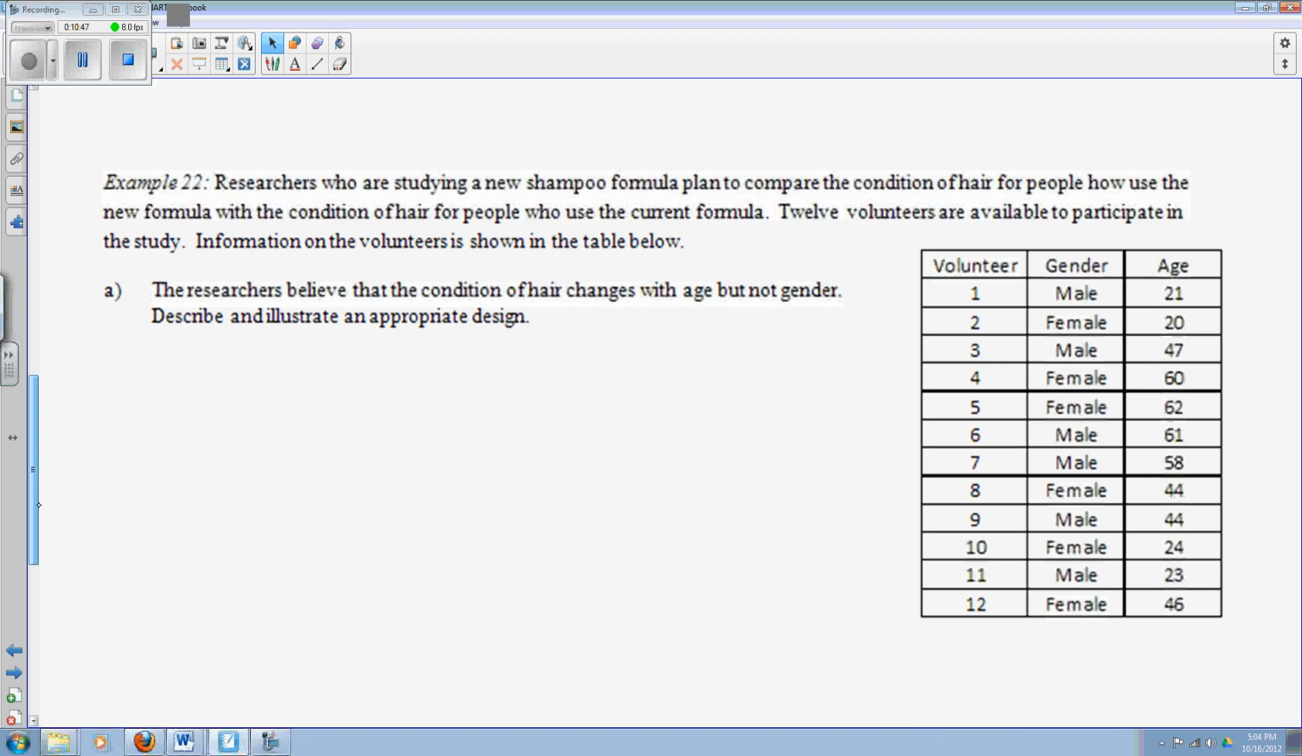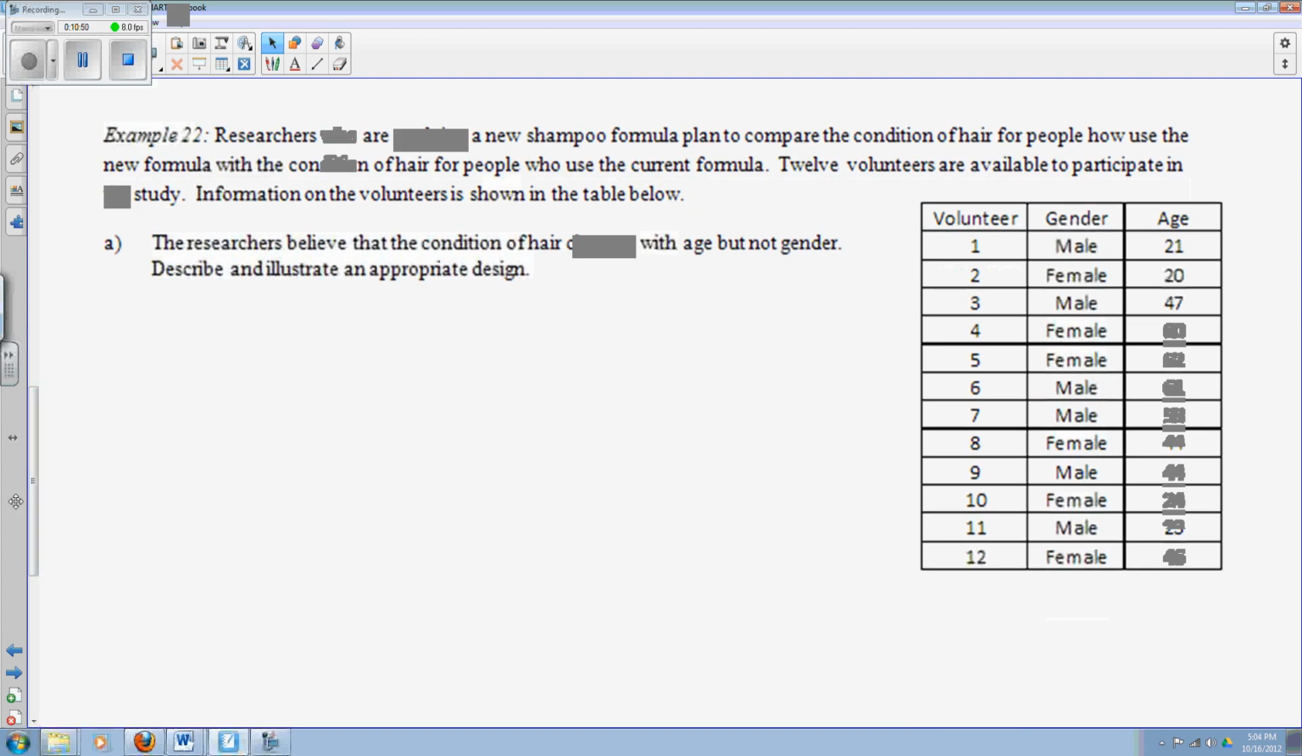The next one that we're going to look at is where you're just matched up with someone who has similar characteristics as the people in the study, not you in particular. All right, so researchers who are studying a new shampoo formula plan to compare the condition of hair for people who use the new formula with the condition of people who use the current formula. 12 volunteers are available to participate in the study. Information on the volunteers is shown in the table below. The researchers believe that the condition of hair changes with age but not with gender. Describe and illustrate an appropriate design.